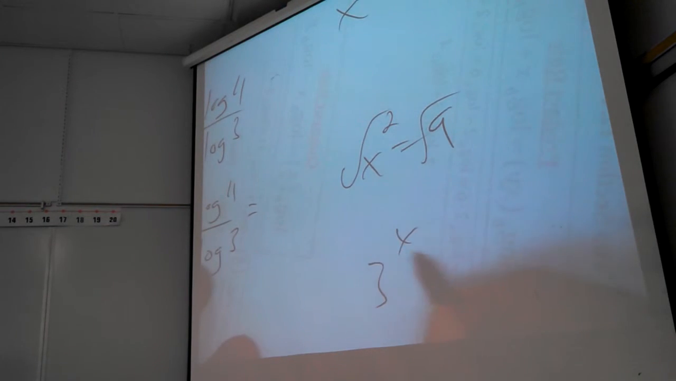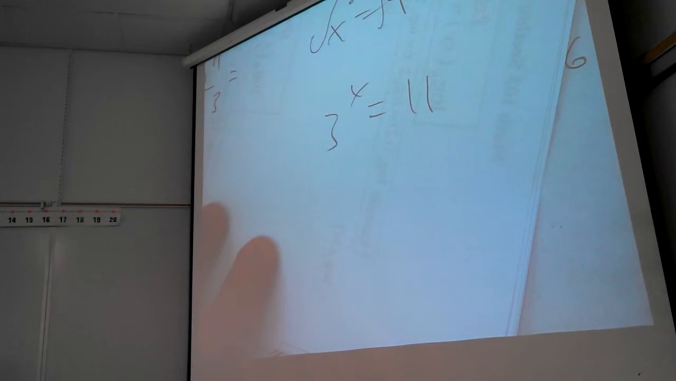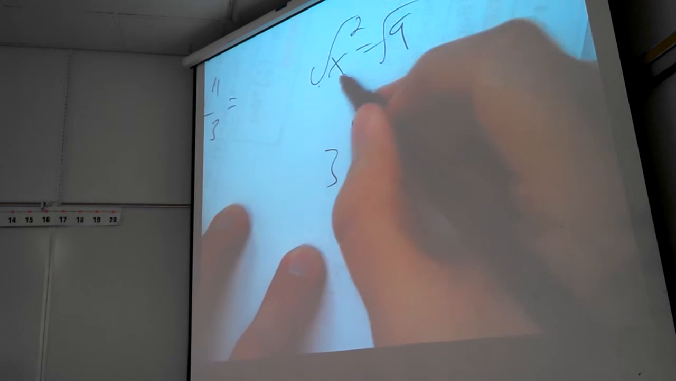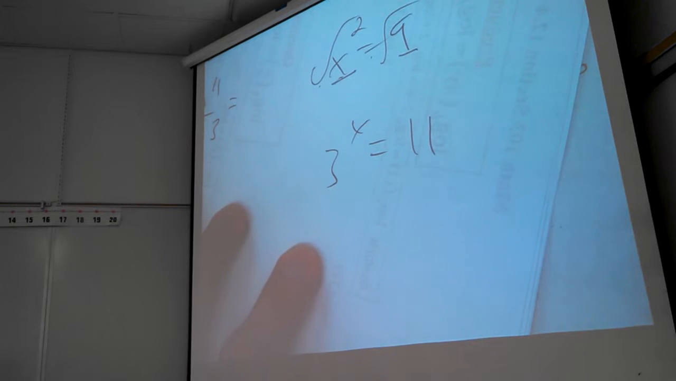All right. So if I have 3 to the x equals 11, what function am I going to apply to both sides? I'm going to apply the log function. So what did I do? I took the square root of this side equals the square root of that side.